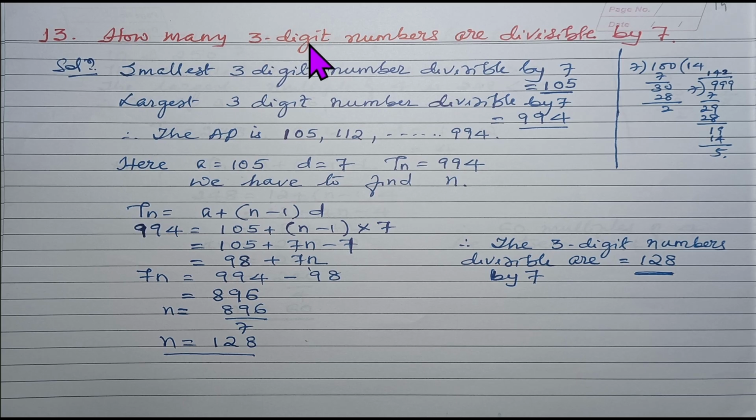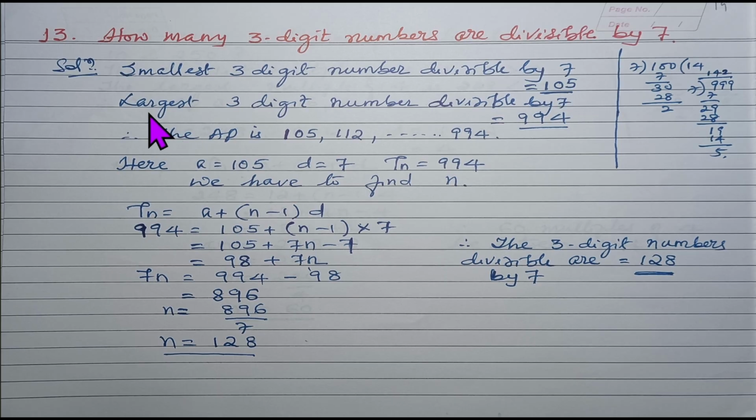Now coming to the next example, example number 13: how many 3-digit numbers are divisible by 7? First of all, understand that we have to find how many 3-digit numbers are divisible by 7. Let us first find out the smallest 3-digit number which is divisible by 7, and that is 105. That is how I found it here.